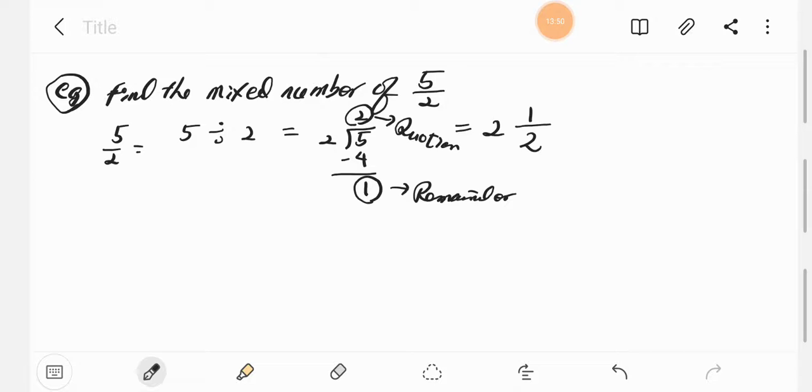So we just converted from an improper fraction to a mixed number. The mixed number is very simple. You divide the numerator by the divisor, the denominator. Then write the quotient and write a fraction next to it. The remainder goes to the numerator, and the denominator is the same as the denominator of the original fraction.